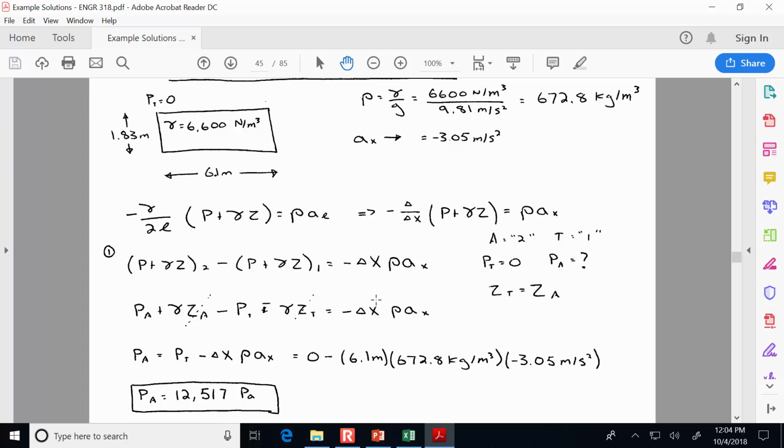Okay, good. Does it match what we expected? We know that pressure should increase in the opposite direction of acceleration. So it's accelerating to the left, and pressure did increase to the right. So we said at the beginning that our sanity check was going to be PA is greater than PT, and it is. PA is greater than that value of 0 at location T.